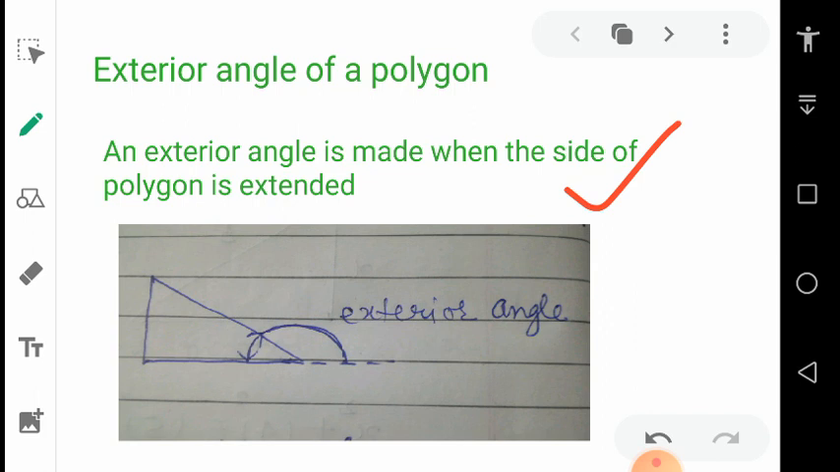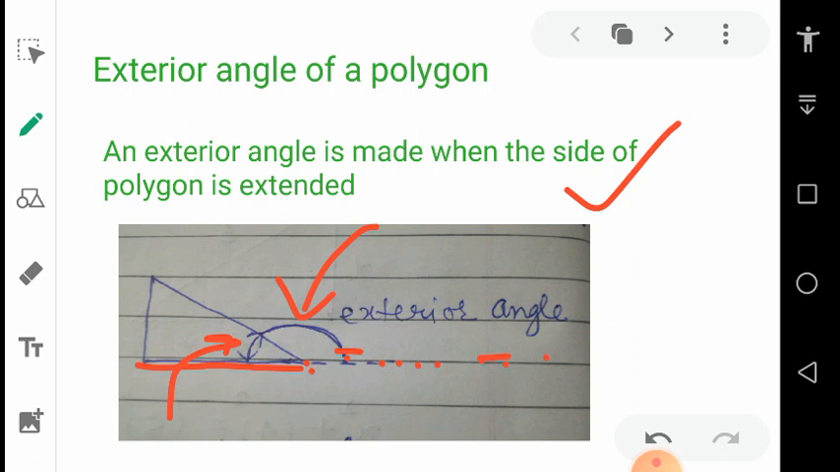In the picture, you can see a triangle is drawn and this side is extended as the broken line in this way. Now this extended side makes an angle with the adjacent side and that angle is called the exterior angle. The angle you see outside is the exterior angle, and an angle which is inside the figure and just close to the exterior is called the interior angle. So this is interior and this is exterior. Next you will learn about the properties of exterior and interior angles.